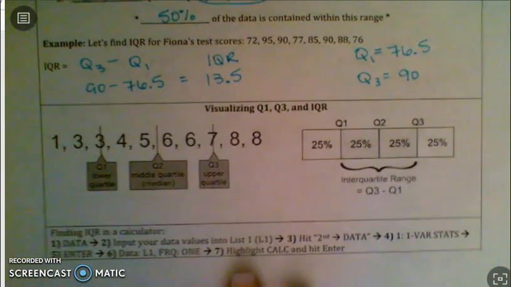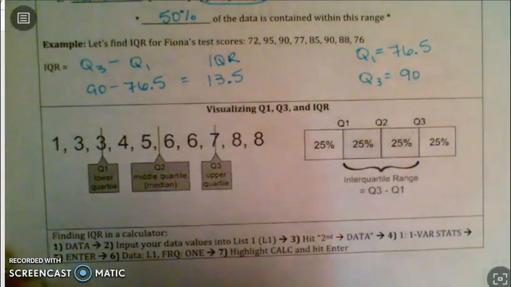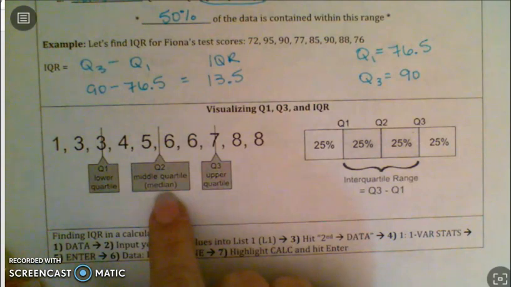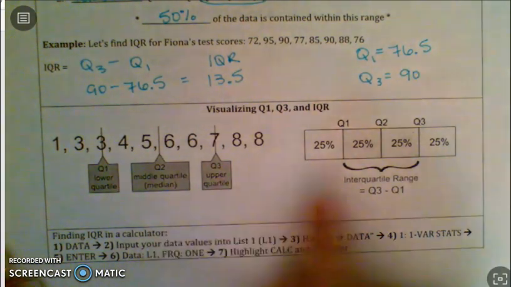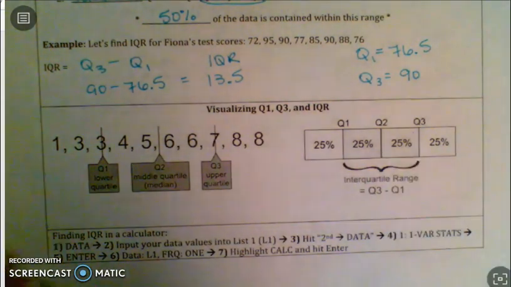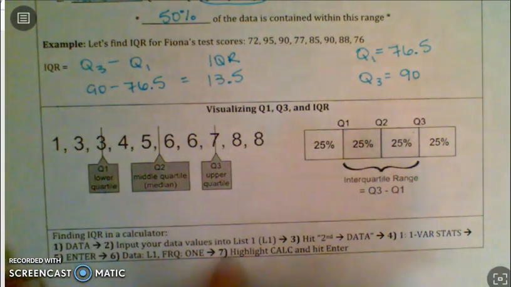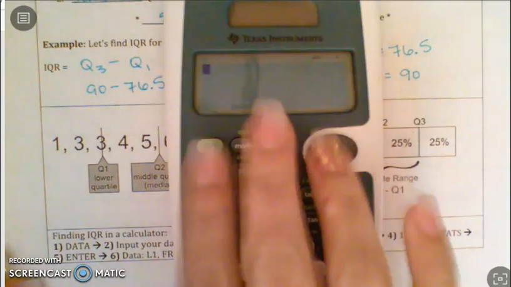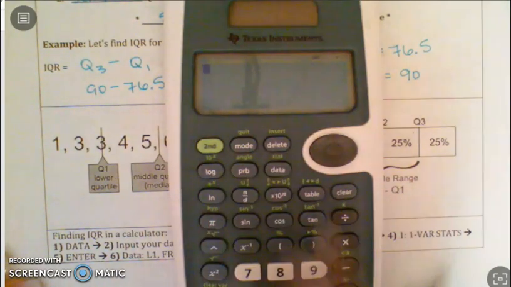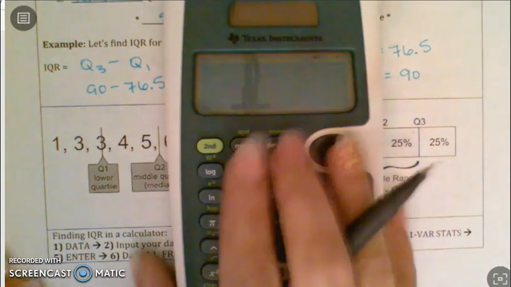So down here is a little visualization of Q1, Q2 is the median, and Q3. And here's the interquartile range. Okay, there's information on how to use it on the calculator, but we're not going to use it on this calculator because you cannot use this calculator on your EOC.